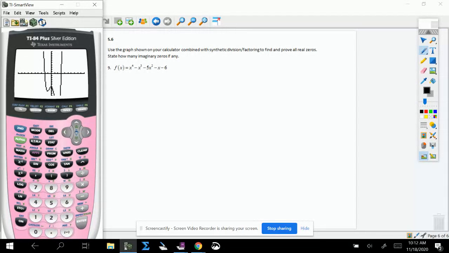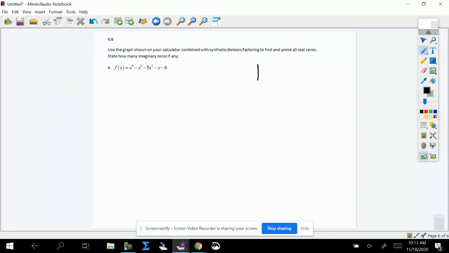So here's what I know, and this is going to help review multiple things in one question. I know that I should have a total number of zeros of 4. So I'm going to make a little note over here. The reason for that is because the highest exponent is a 4. Anytime you're asked about total zeros, you want to look at all the terms and look for the highest exponent.